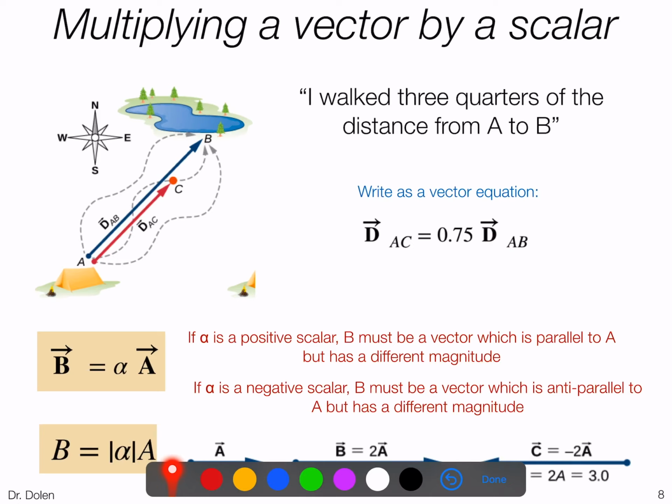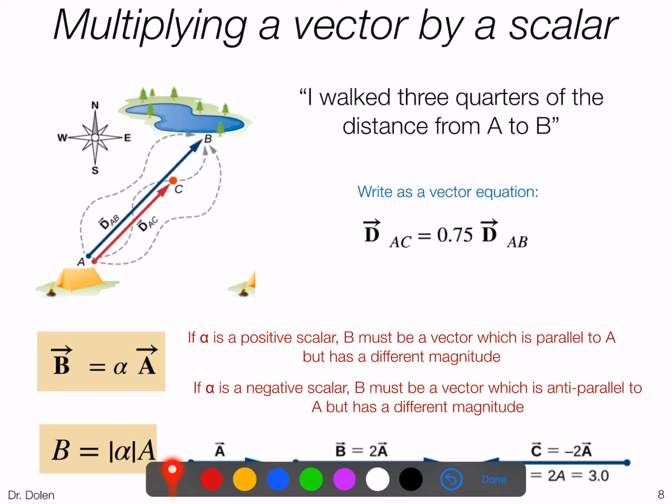And then let's say I walked 3/4 of the distance from A to B. So I started walking towards the lake, but I didn't get all the way there. 3/4 is equivalent to 75%, or 0.75. So what does that mean? What does it mean for me to say, as a vector equation, what is 0.75 times my original vector?